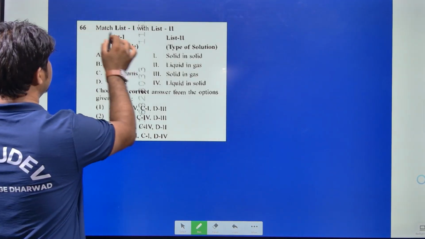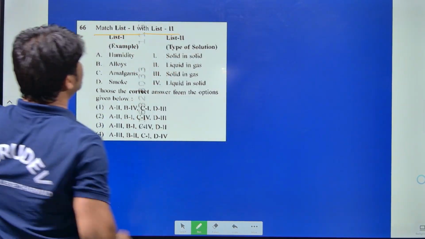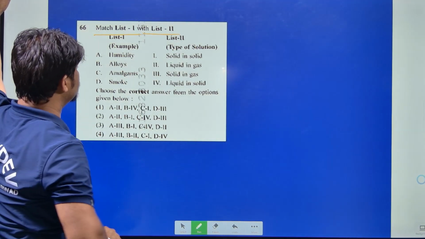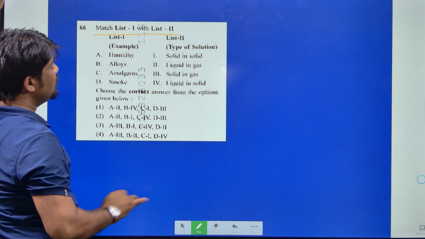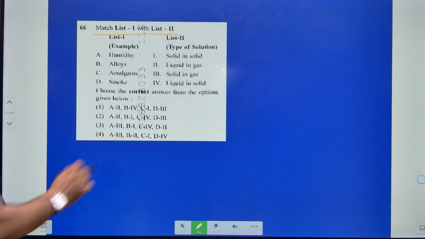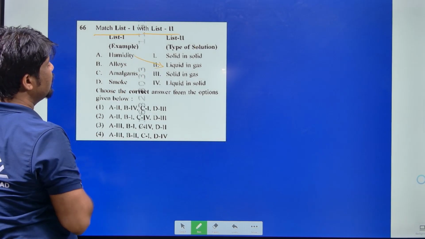Question number 66, match list 1 with list 2. List 1 gives examples and list 2 gives the type of solution. So humidity, what is it? Humidity is a mixture of a liquid in gas.